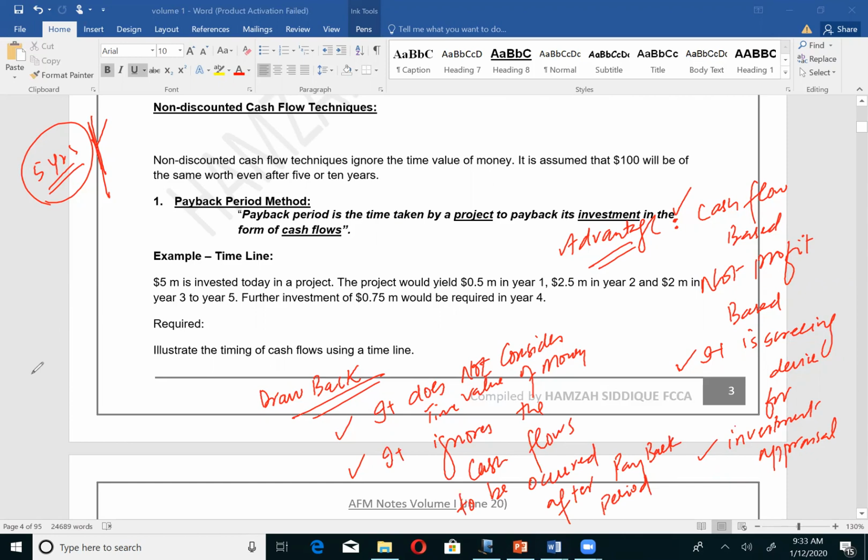Two projects, A and B, have a 3-year payback, meaning they will return the investment in 3 years. But in year 4 and year 5, one is giving 10 million, 10 million, and the other is giving 20 million, 50 million. So payback is not helping us to decide. It is not talking about it. It says both have a 3-year payback, so anyone can be accepted. So it ignores the cash flows which occur after the payback period. It simply ignores them.